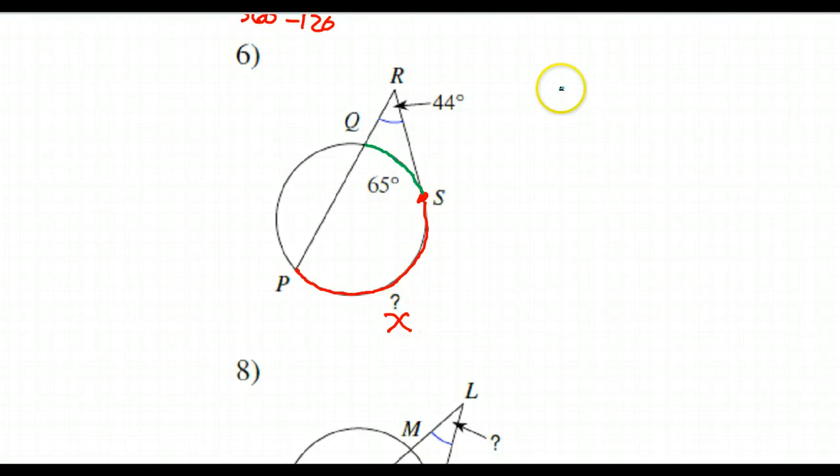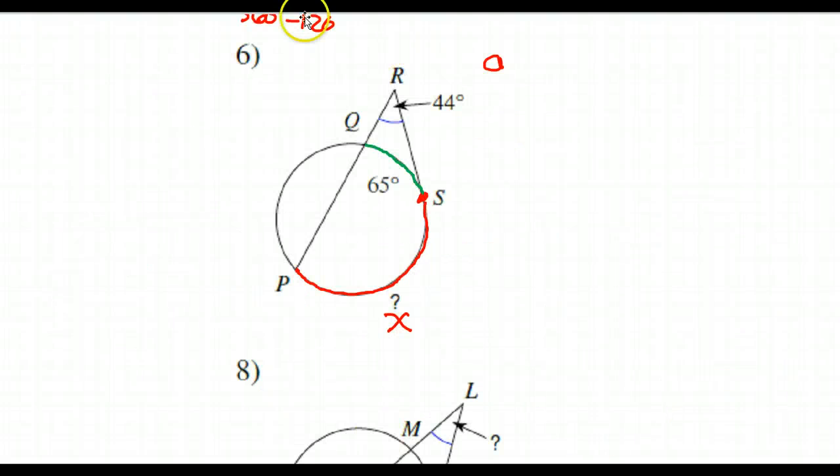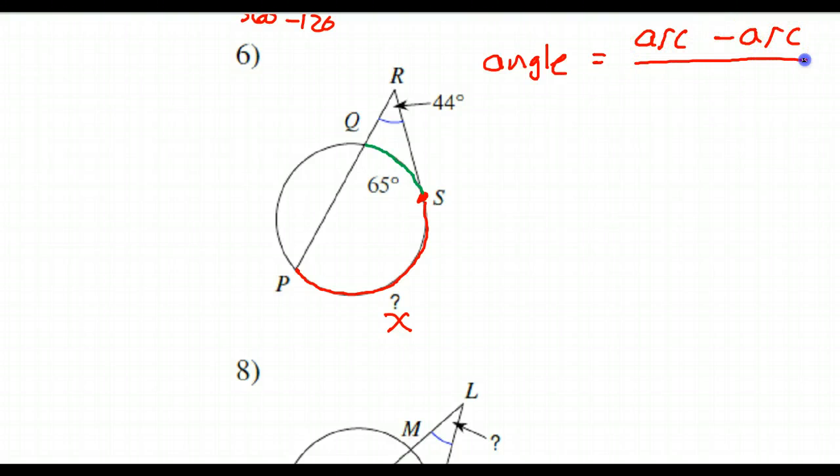So we're doing the fourth situation. Angle equals arc minus arc divided by 2. Please make sure you do the big arc minus the small arc. So we are doing angle equals arc minus arc divided by 2. Now, notice that the angle is the 44 degrees. Some kids automatically want to put the X here because it's already by itself, and that would be nice if that were true. It'd be easier, but it's not. The angle always goes here. So even though this is not the variable, we must start with 44.